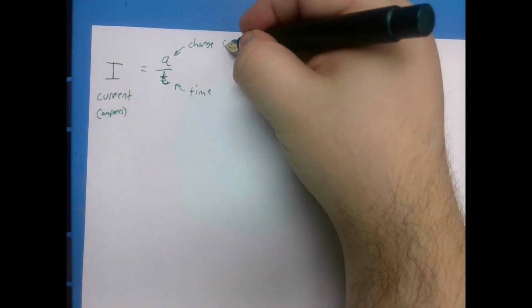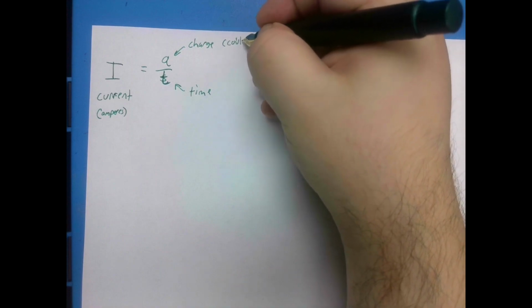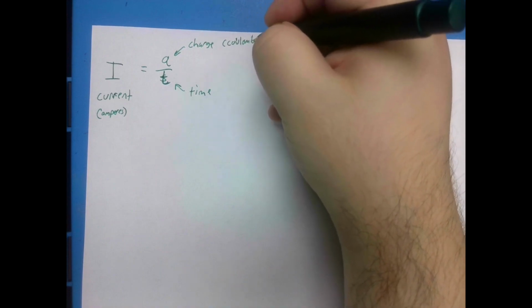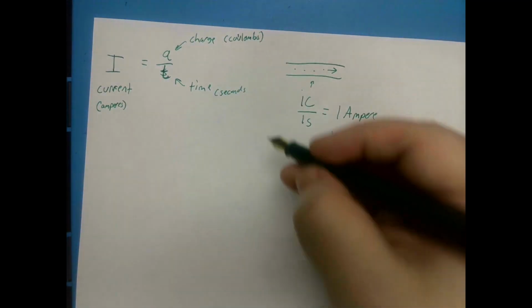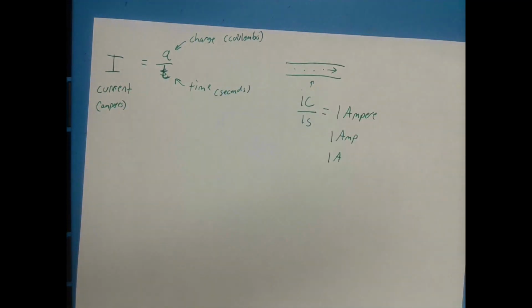Charge is measured in coulombs, and time is usually in seconds. We won't be using this too much, as we don't really care about how many charges are going through, as that's irrelevant.